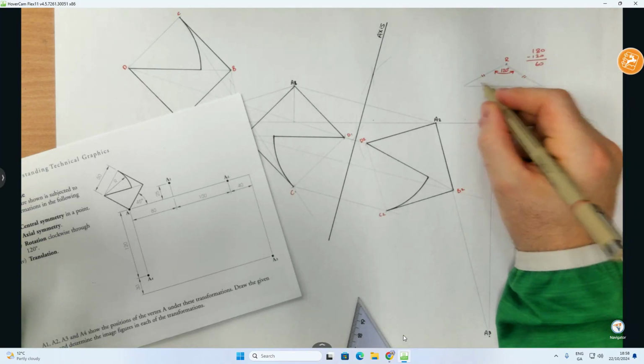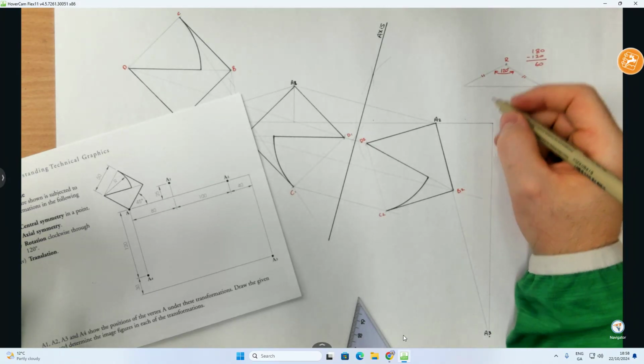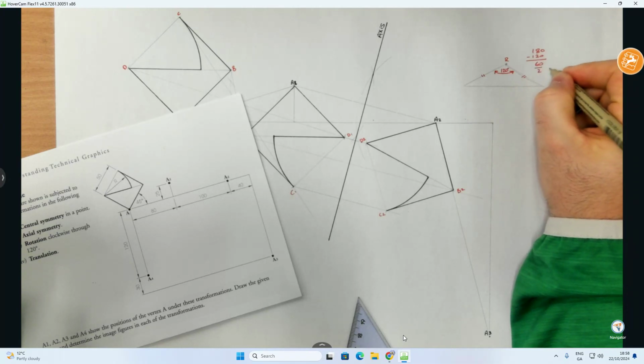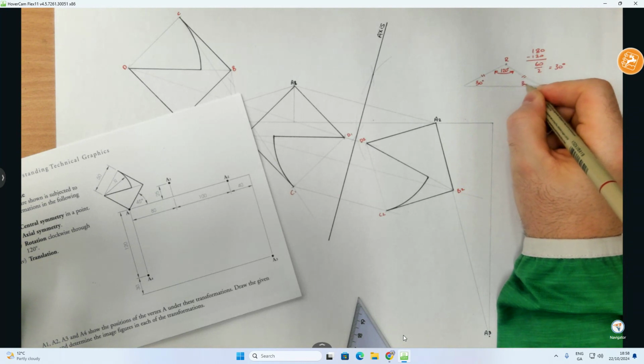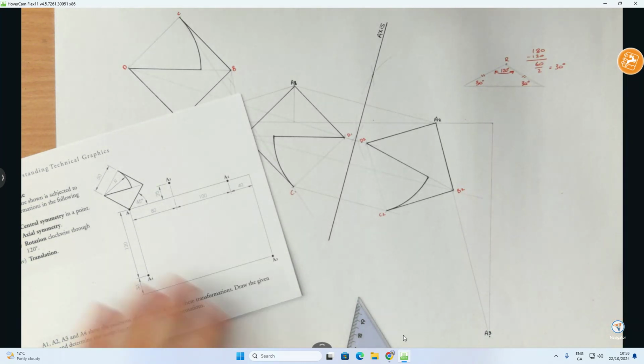That means between these two angles, they have to add up to 60 evenly. 60 divided by 2 equals 30. Therefore, this angle here is 30, and this angle here is 30. So, how do we do that?